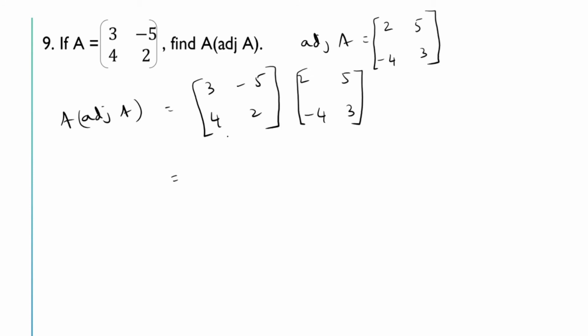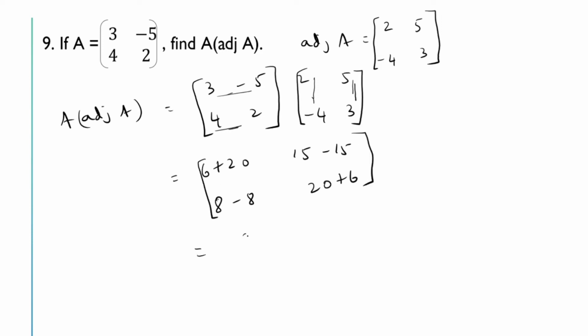So this is equal to, you have to multiply the first row with the corresponding elements in the first column and add. So it is 6 plus 20, then 15 minus 15 for first row and second column. Then second row, first column, 8 minus 8, then second row, second column, 20 plus 6. So this is equal to [26, 0; 0, 26]. So A into adjoint of A is this matrix.